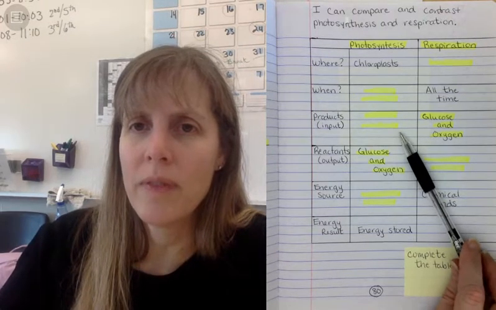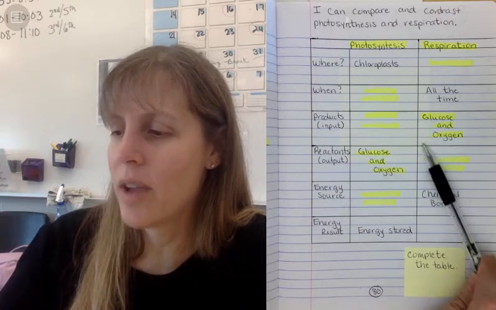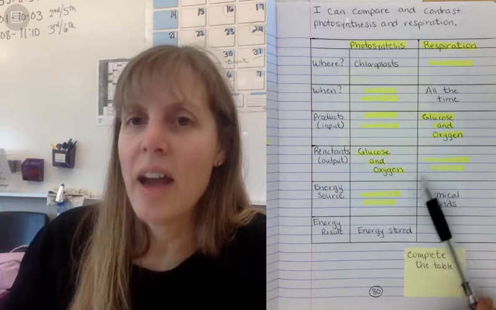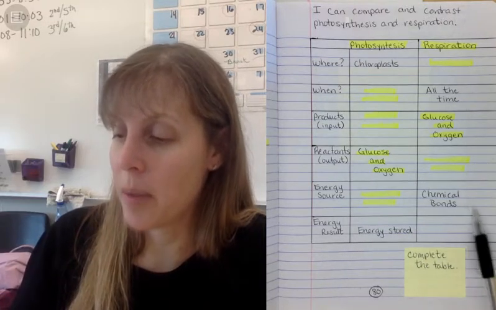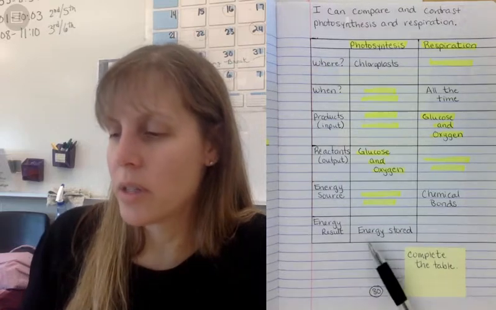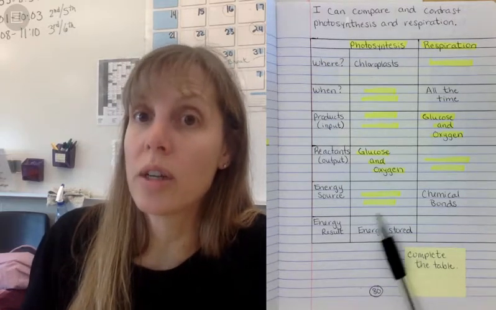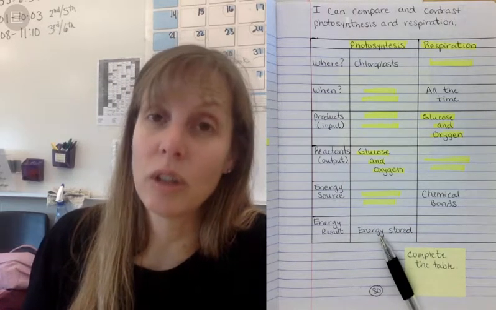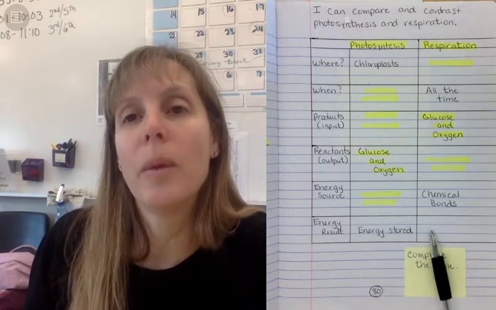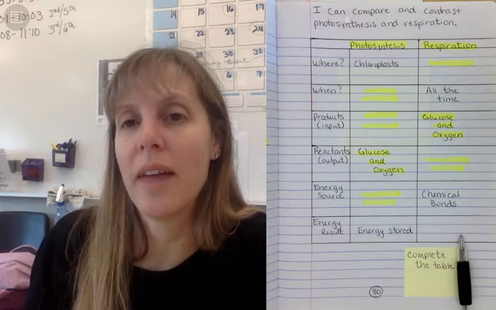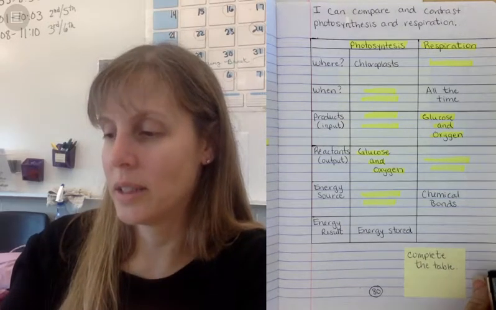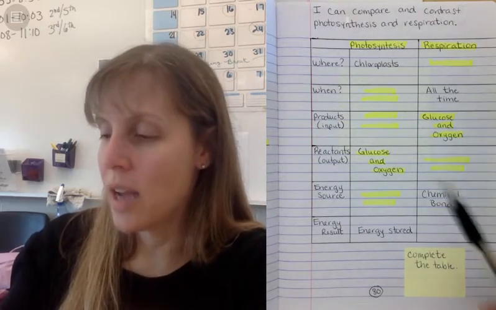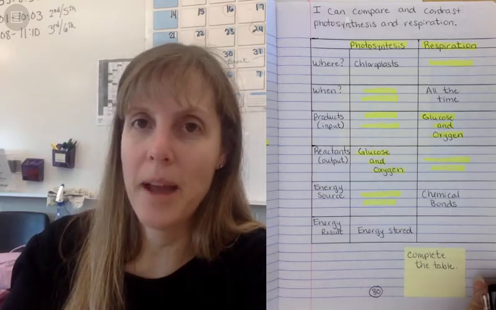Uh-oh, I wonder if these two are the same. Let's see if you can figure that one out. Energy source: where does the energy come from for photosynthesis? Because for respiration, it comes from chemical bonds. In the energy results, photosynthesis stores energy, like in glucose, right? And what happens with respiration at the end? What happens with that particular process? All right, so on page 80, I want you to be able to complete the table, okay?